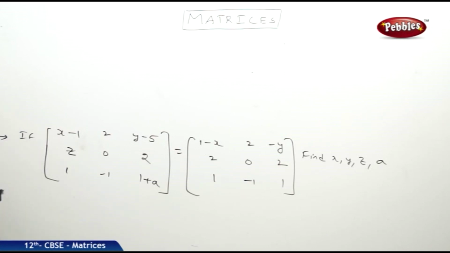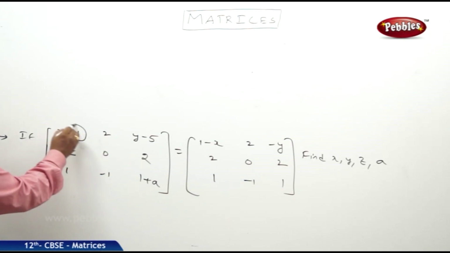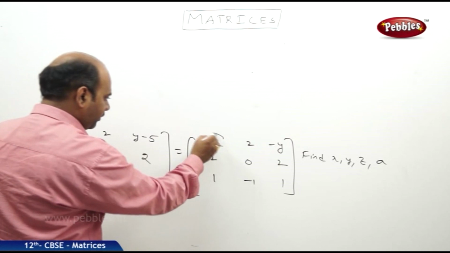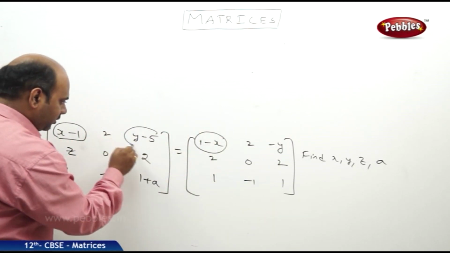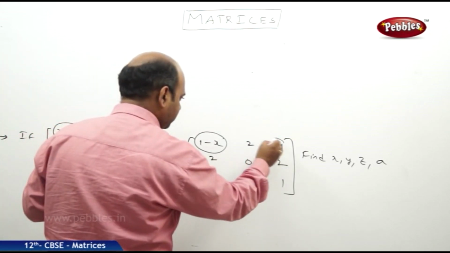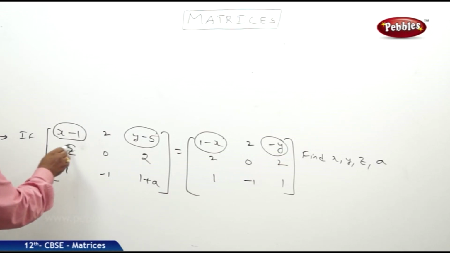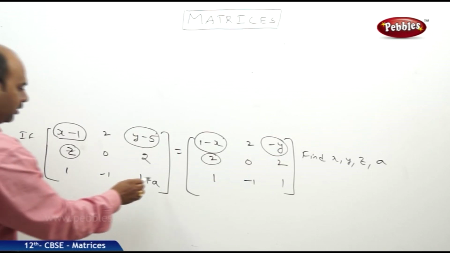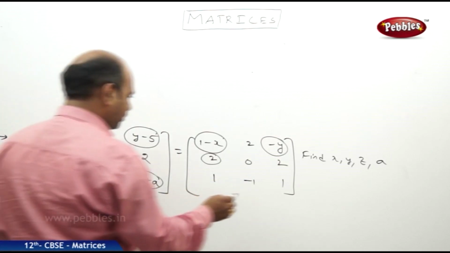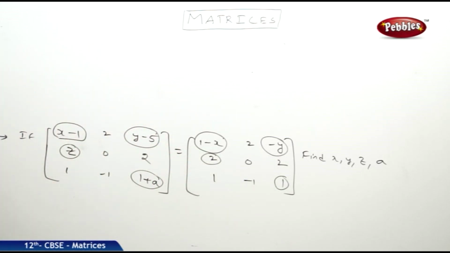So I need to find the values of x, y, z, a. That means two matrices are equal means, if you observe carefully, this element should be equal to this element. And later again, this 5 minus 5 should be equal to this particular element. And later again, this particular element should be equal to this particular element. That is the meaning of equality of matrices.